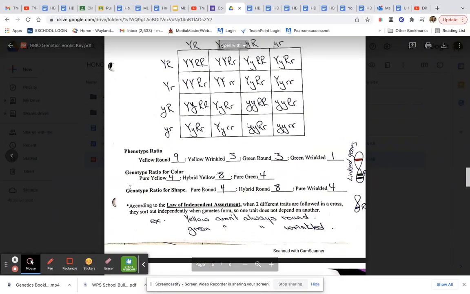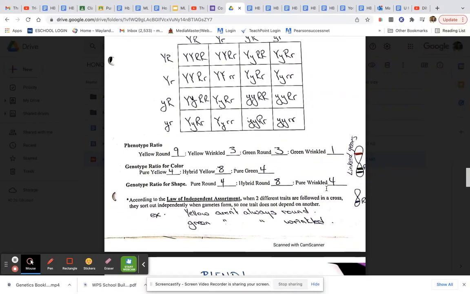And then we can look at the ratios of just color. And you'll find you have 4 that are pure yellow, 8 that are hybrid yellow, and 4 that are pure green. And we can do the same thing for shape. We can say that there are 4 that are pure round, 8 hybrid round, and 4 pure wrinkled.